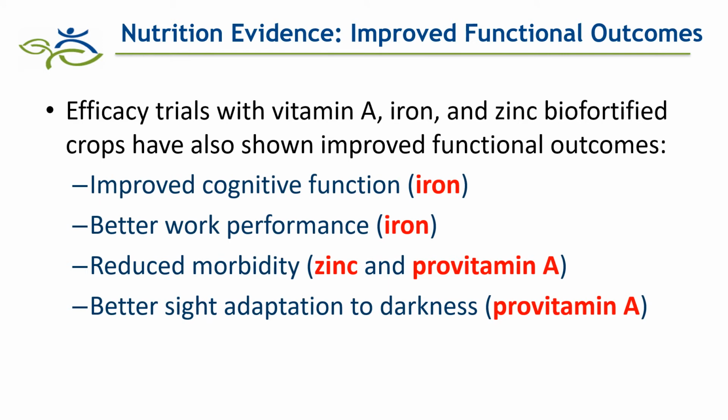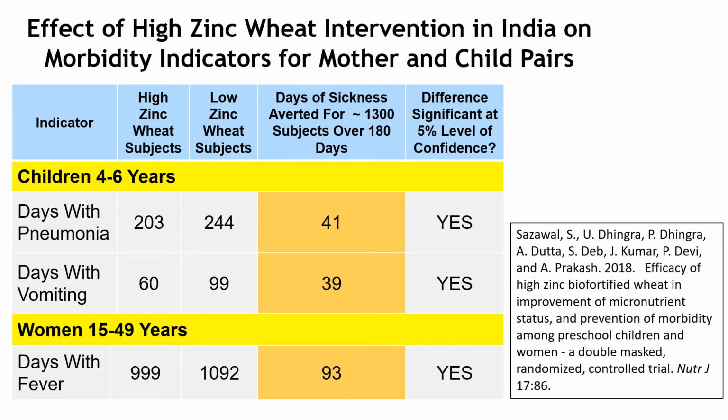Second, it is important to note that there is a wealth of evidence now in the nutrition literature that increasing the density of vitamin A, iron, and zinc in food staples improves micronutrient status and demonstrates even that functional outcomes are improved, such as less sickness and better cognitive and work performance. The zinc content in wheat in this nutrition study undertaken in India was improved through fertilizers, that is, through the third pathway listed above. Mothers and their children who consumed the high zinc wheat had fewer episodes of illness than mothers and their children who consumed the regular non-biofortified wheat.